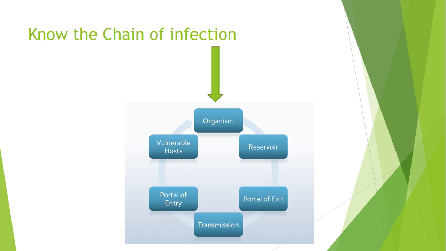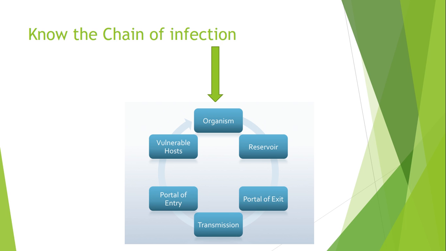So how do we go on? We have to know the chain of infection. If you don't understand the chain of infection, it's going to make it really hard for you when you're trying to break the chain. So we start with the organism. Again, our organisms are the pathogens: the bacteria, the virus, the fungus, the parasites. We need to know the causative agent, the organism.